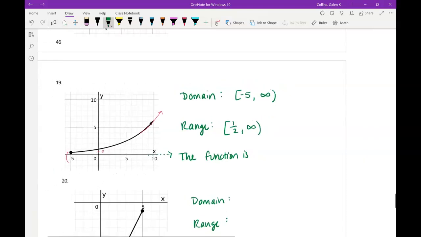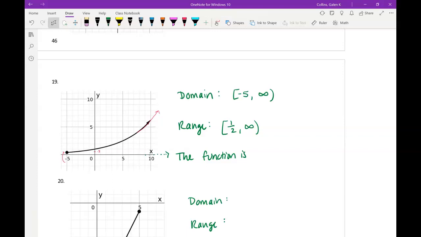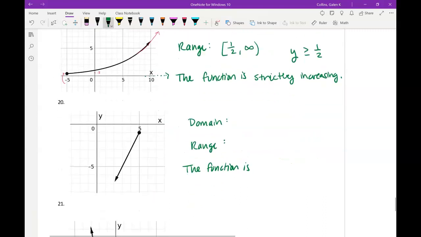Or again, we could use inequality notation with all of these. For my domain, I could have said that x is greater than or equal to -5. And for my range, I could say that y is greater than or equal to 1/2, but we are just kind of taking a guess that that y value is 1/2. The function's always increasing. So from left to right, those y values are becoming greater. So we could say this function is strictly increasing. I would accept increasing without the strictly.